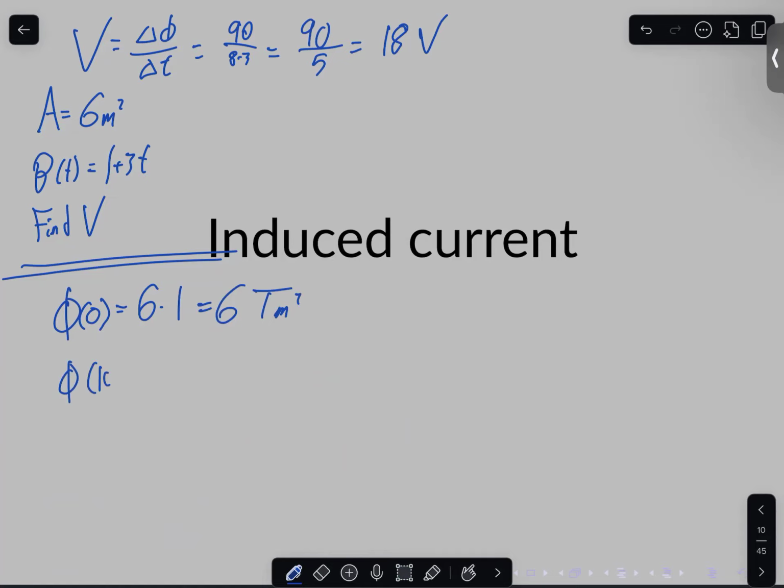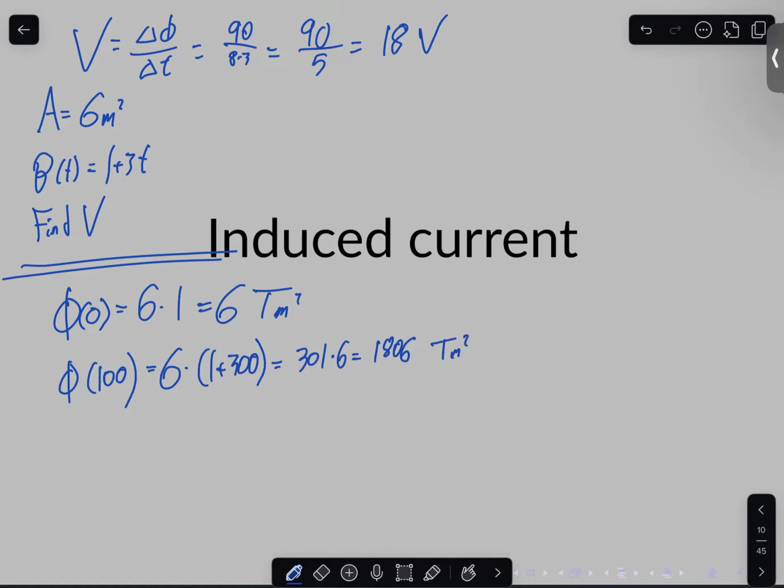After 100 seconds, what's the flux? Area doesn't change. 301. Okay, 300 times 6 is 1800, plus 6 times 1, so 1806. You can check me on a calculator if you don't believe me.